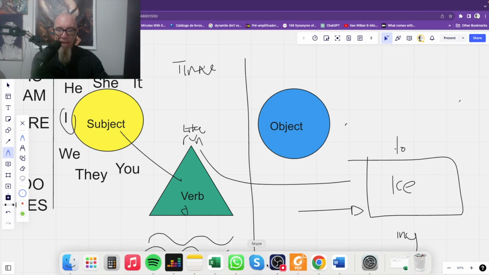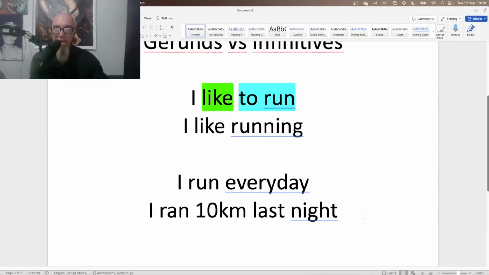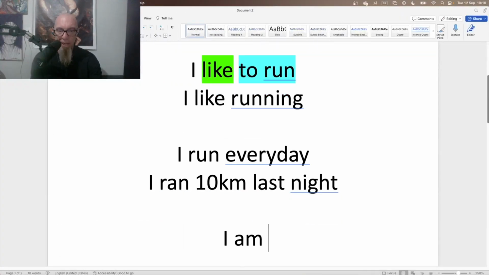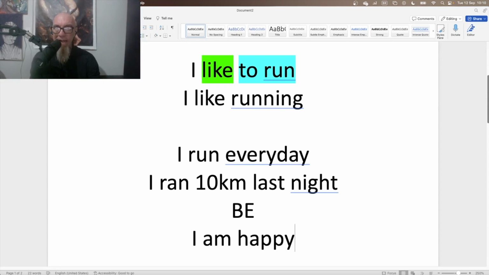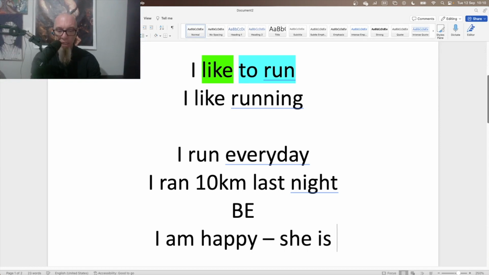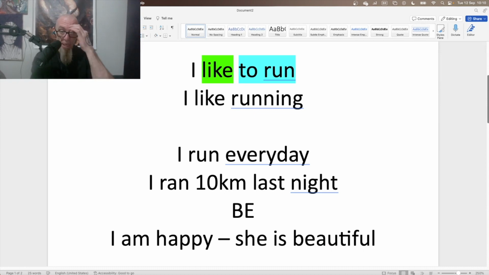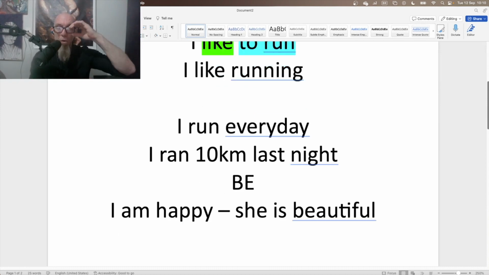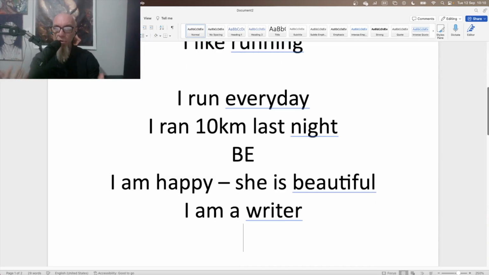An example of sometimes where we confuse the gerund for being a verb: if I look at the verb to be, I can say I am happy. So my object can be an adjective. I can talk about my interoception. I can also look at the world and say, for example, she is beautiful. So I can describe the world itself. I can say I am a writer, right? So I can use nouns and talk about what things are.